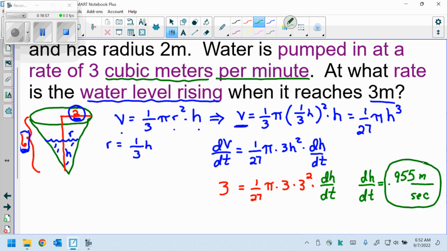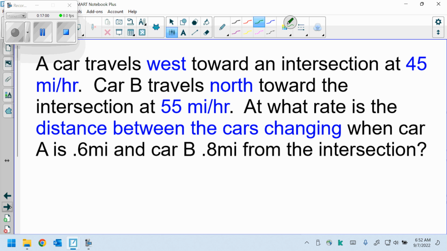All right, so let's take a look at one more example. Car A is traveling west towards an intersection at 45 miles per hour. Actually, instead of saying a car, it should say car A. Car B travels north towards the same intersection. So I guess there's that intersection. This is car A. This is car B. At what rate is the distance between the cars changing?